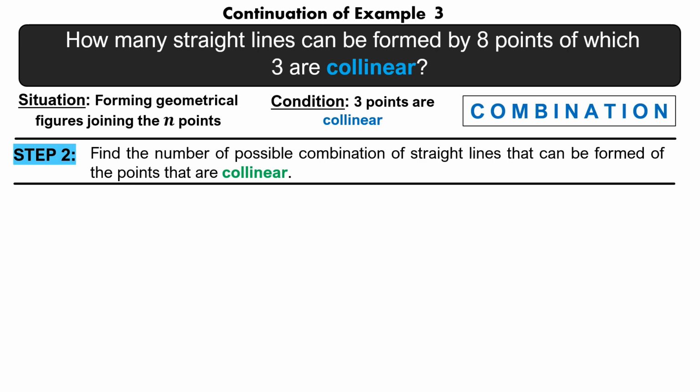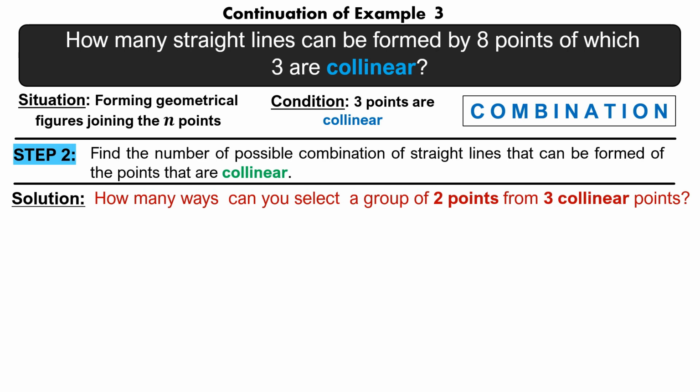collinear. Solution to this, let us know how many ways can you select a group of 2 points from 3 collinear points. So let me illustrate the 3 collinear points. Suppose these are the 3 points, and I'm going to name these as points A, B, and C. Now let us join the points A and B, or B and A, B and C, or C and B, A and C, or C and A.